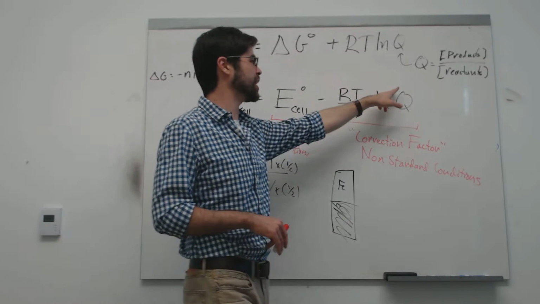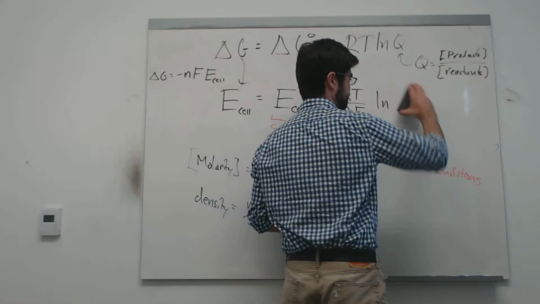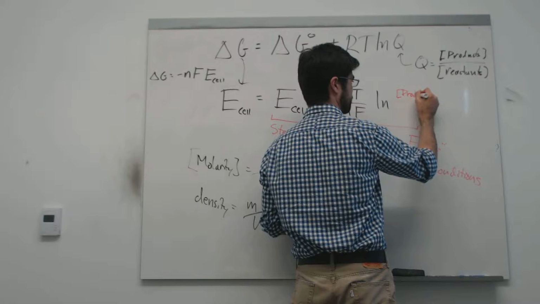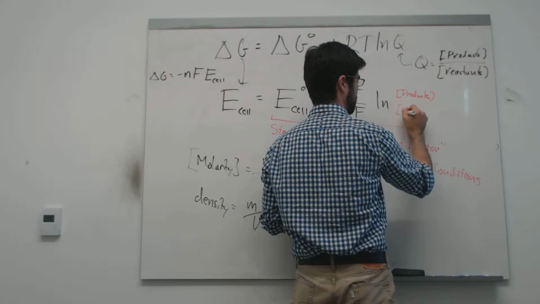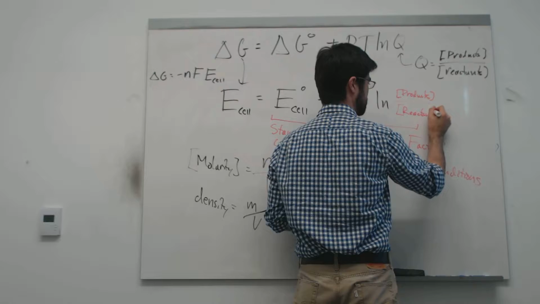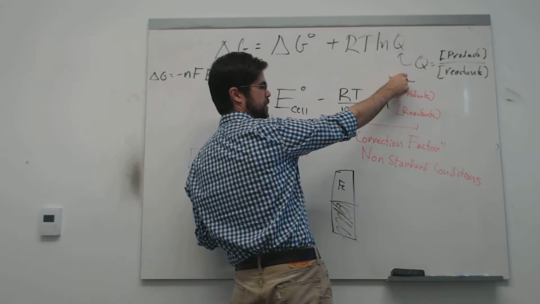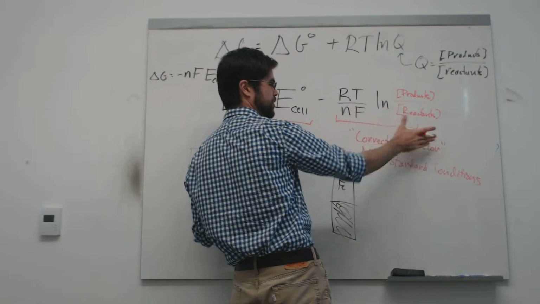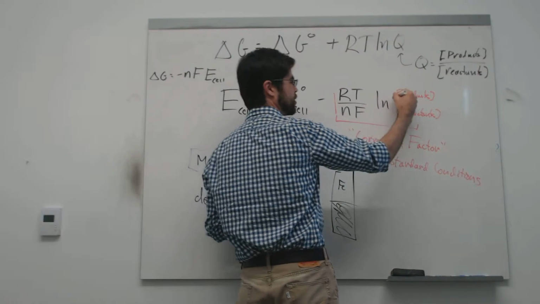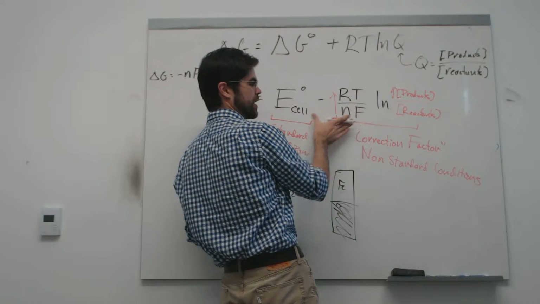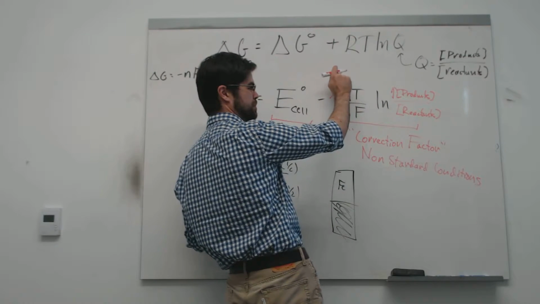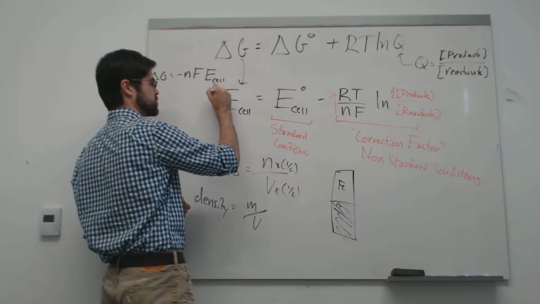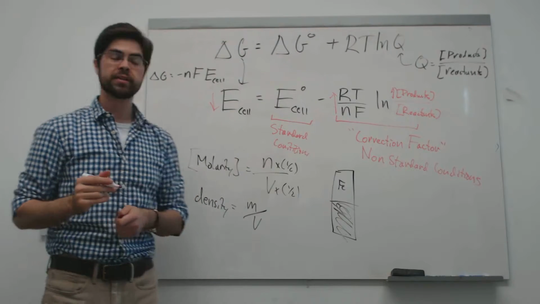Logicking to yourself, okay, I have the concentration of products over the concentration of reactants. I have to recognize, okay, if I increase the concentration of the products, then I'm increasing the magnitude of this correction factor. So if I increase the concentration of products, the entire correction factor increases in magnitude. But then I'm subtracting off this correction factor, so I expect the cell potential to decrease.